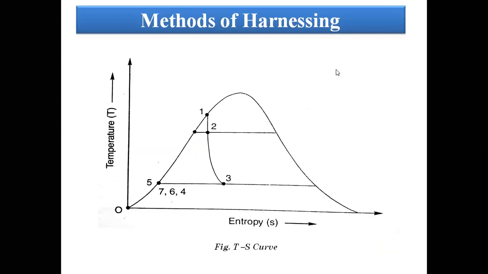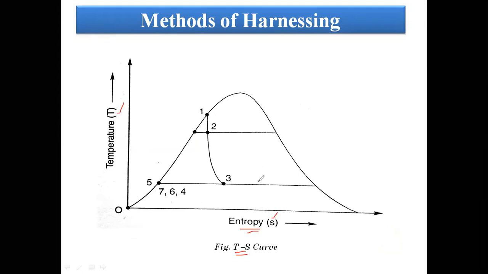And methods of harnessing. Actually, in the geothermal power plant, how they can identify what methods are implemented is with the help of the TS curve. TS means the characteristics taken from temperature with respect to entropy. The temperature is represented by T and entropy is represented by S.